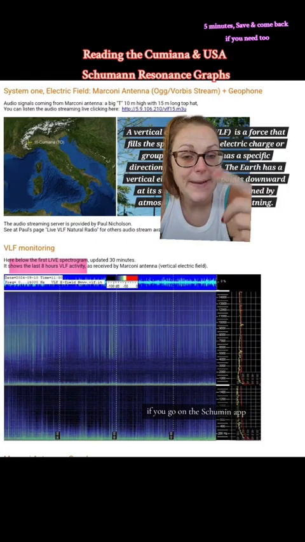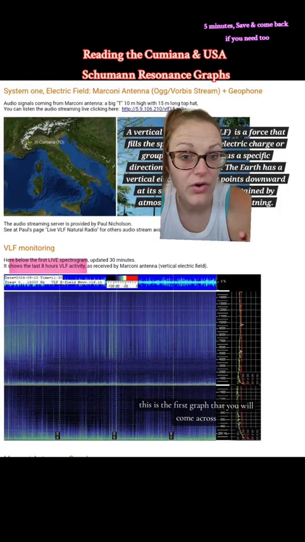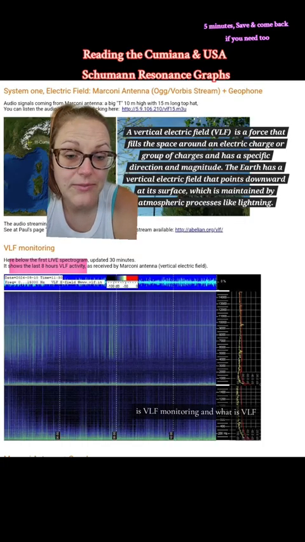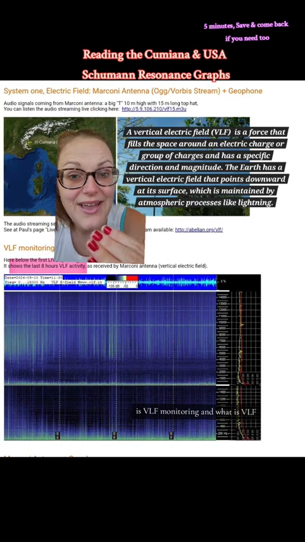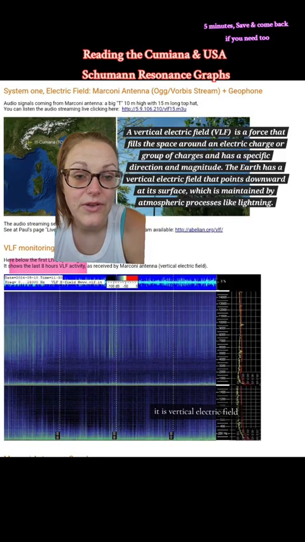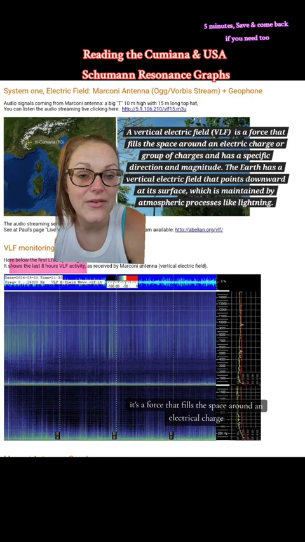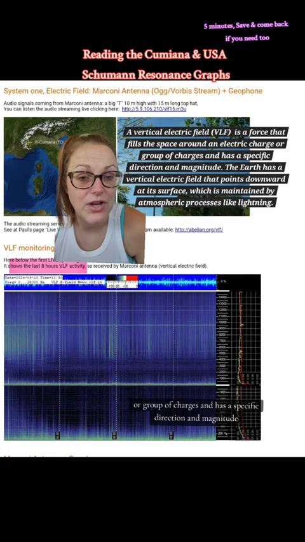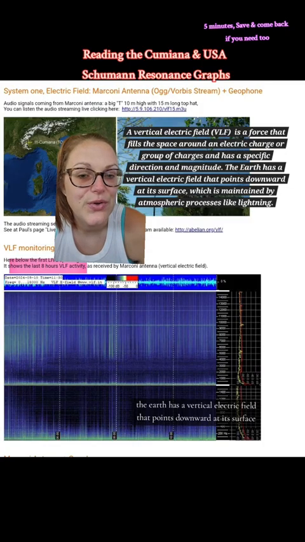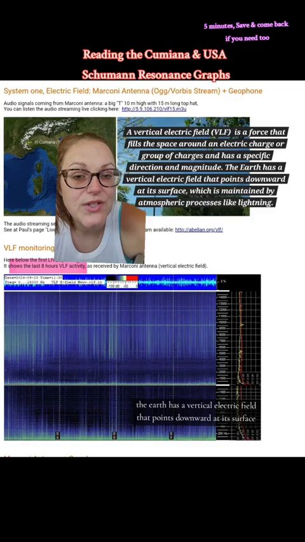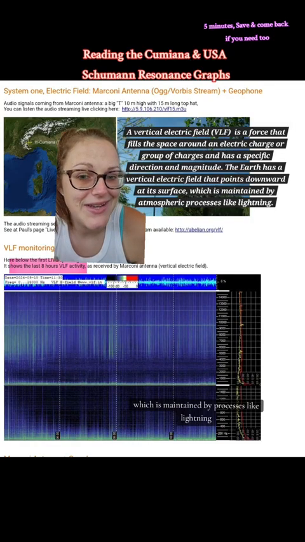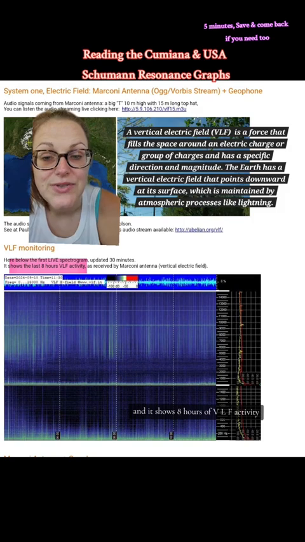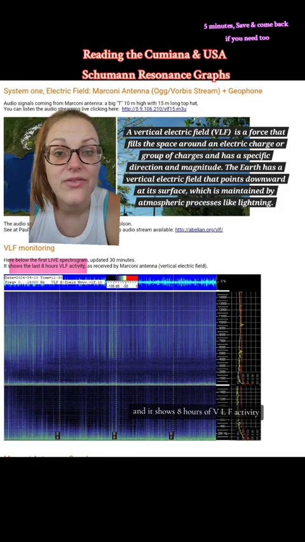If you go on the Schumann app, this is the first graph that you will come across. Now, what this graph is, is VLF monitoring. And what is VLF? It is vertical electric field. It's a force that fills the space around an electrical charge or group of charges and has a specific direction and magnitude. The Earth has a vertical electric field that points downward at its surface, which is maintained by processes like lightning. So the VLF monitoring chart looks like this, and it shows 8 hours of VLF activity.